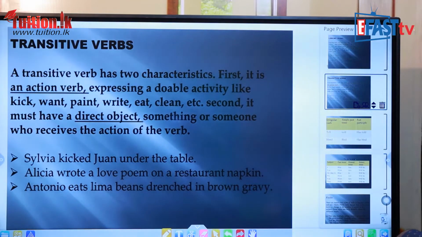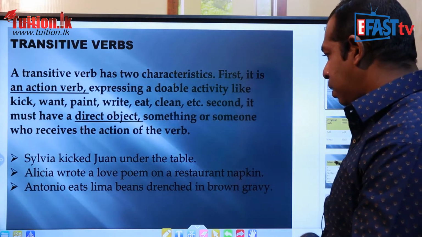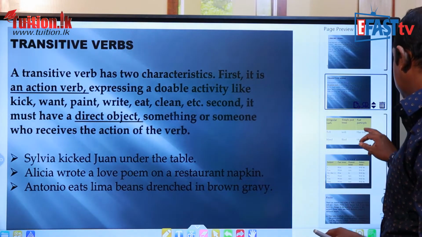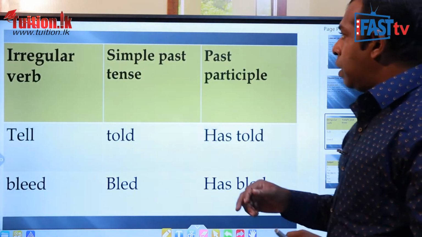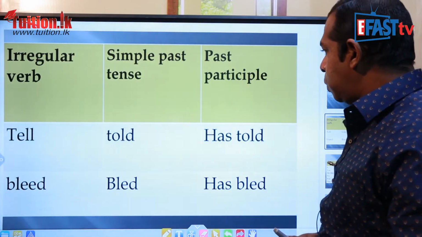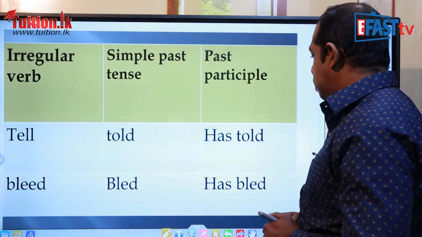"We kicked John under the table." "Alicia wrote a love poem on a restaurant's napkin." "Antonio eats lima beans drenched in brown gravy." So, irregular verbs, simple past tense and past participle: tell, told, has told; bleed, bled, has bled.